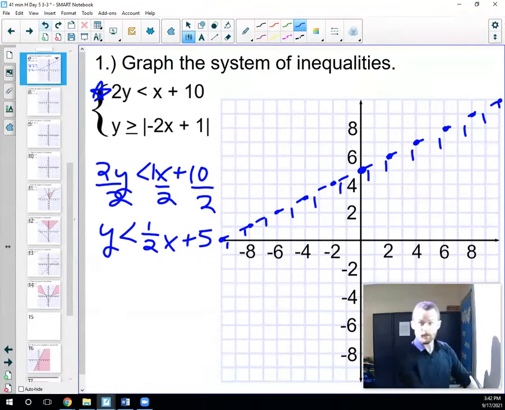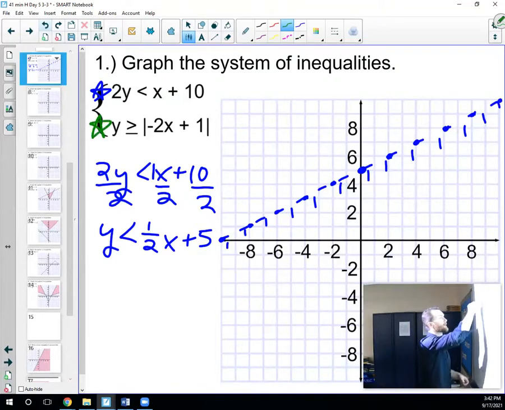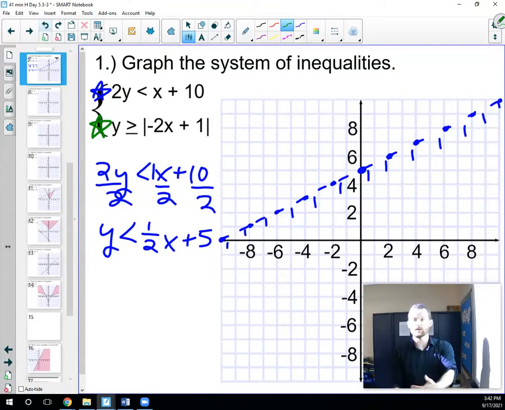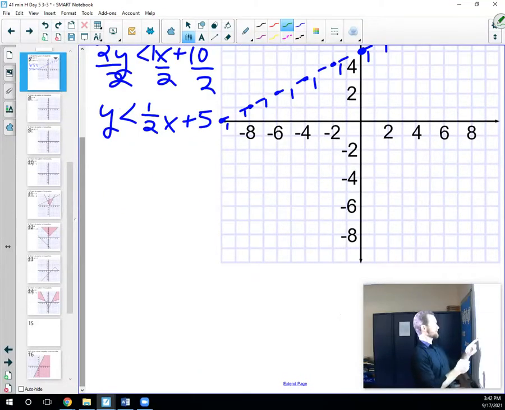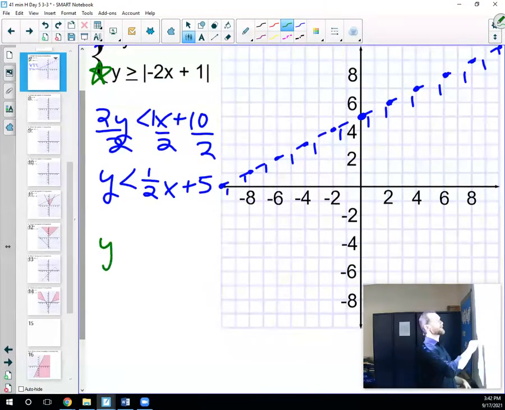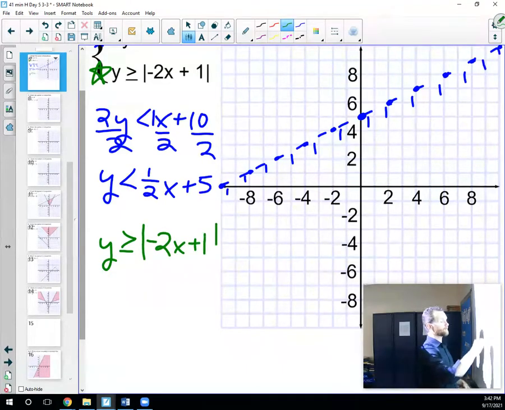Okay, blue's done. Now let's take a look at the green. As soon as I see those absolute values, I know I've got to treat this one differently. This is going to be a V, so I need this in vertex form. Let me copy this down here, I need a little bit more space. So that's going to be y is greater than or equal to the absolute value of negative 2x plus 1.